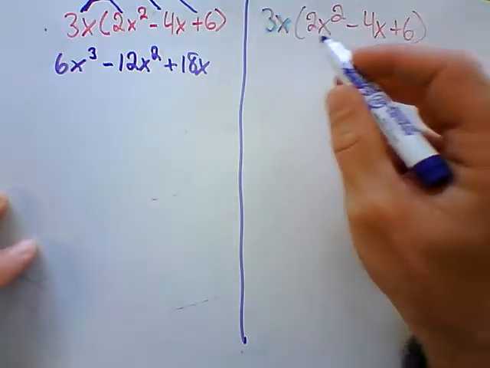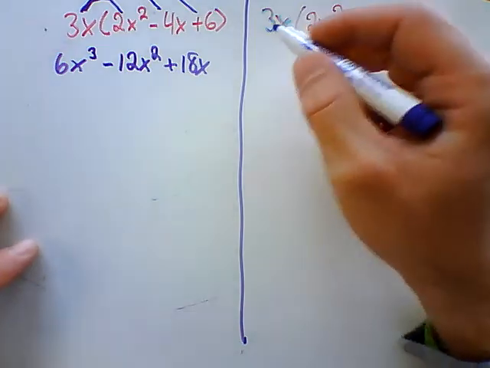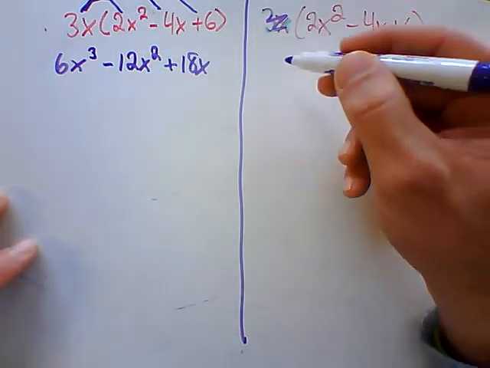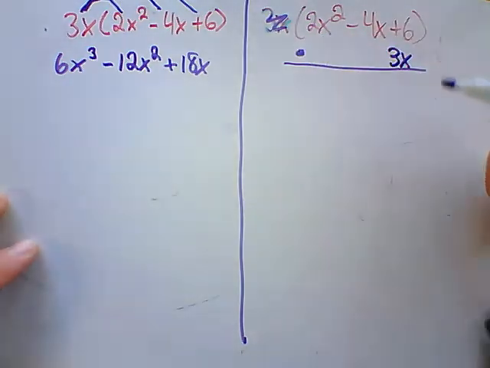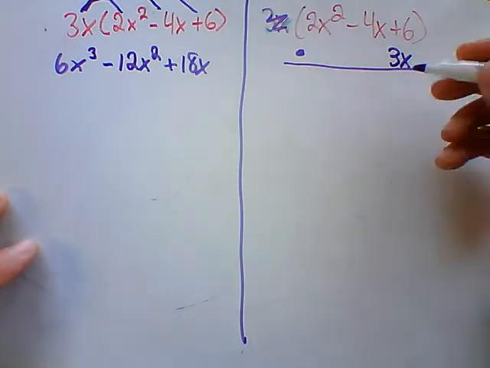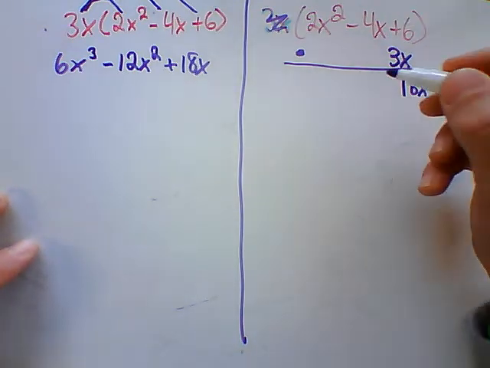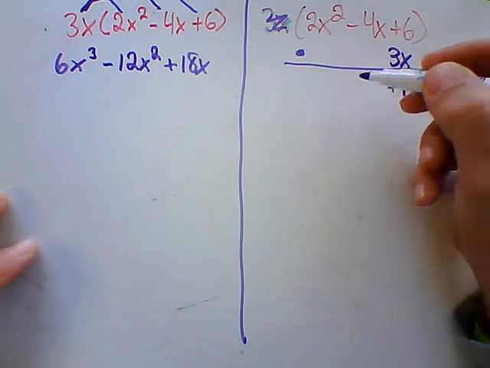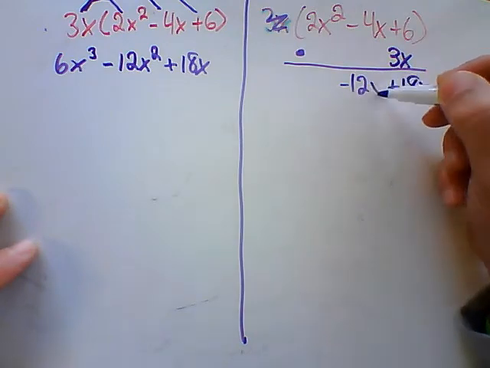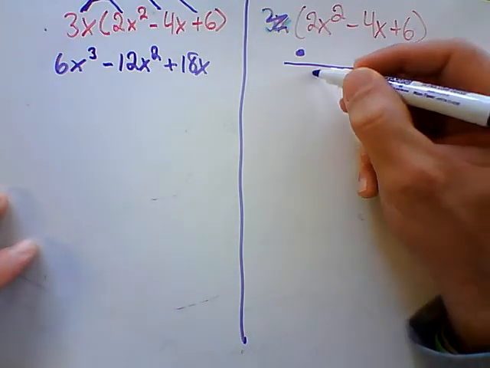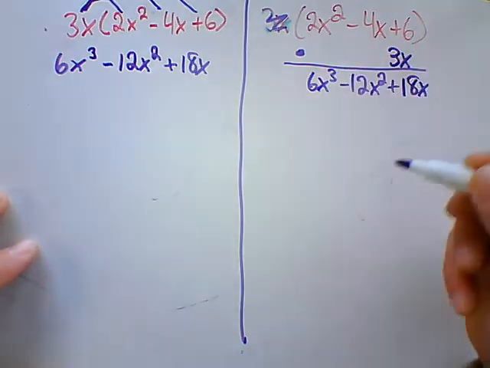So I have a horizontal problem here. I'm going to bring the 3x down here, gone from there, and multiply him to everybody. 3x times 6 is 18x. 3x times negative 4, let's try this positive, is negative 12x squared, and 3x times 2x squared is 6x cubed.